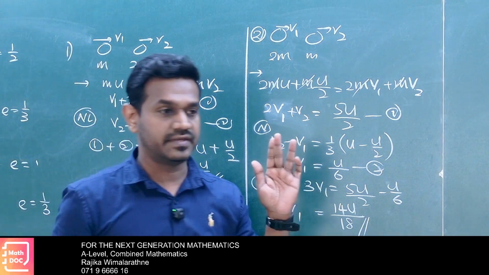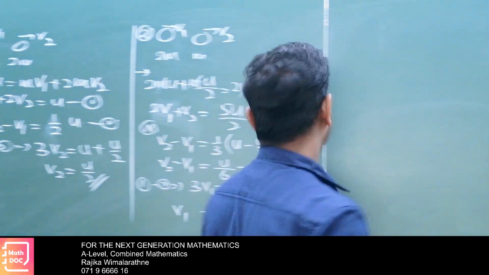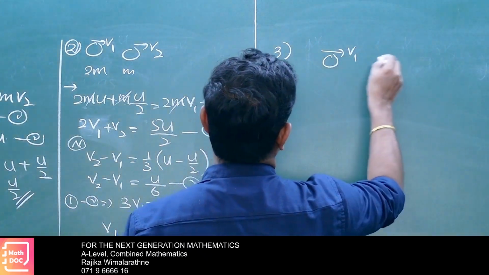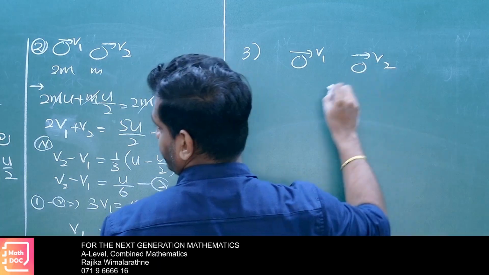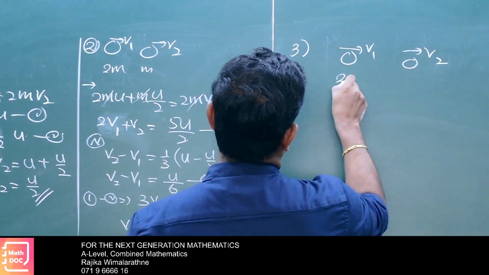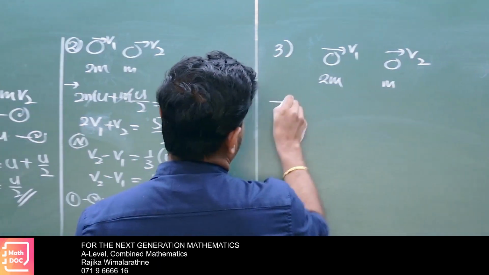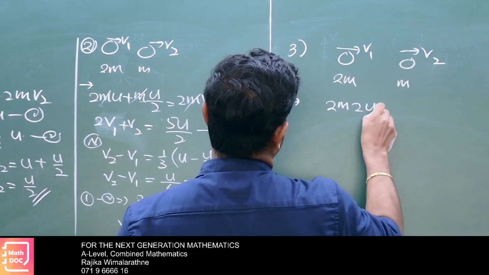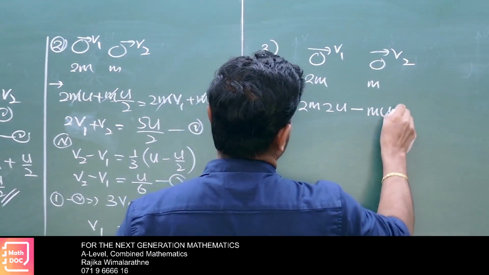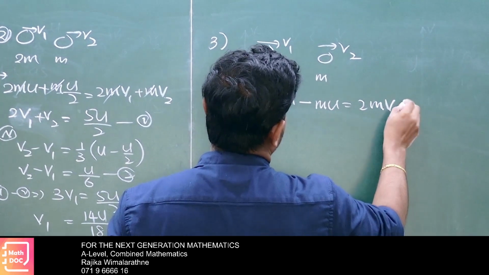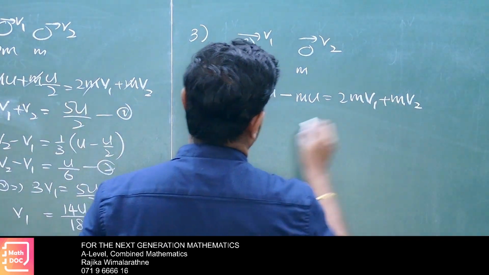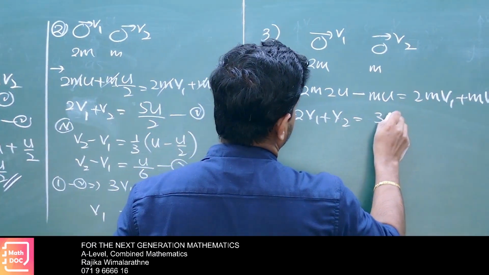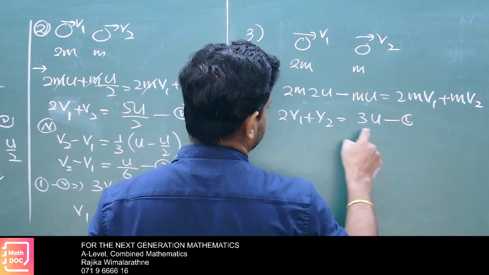Okay, then question number 3. Mark here v1, v2, masses 2m, m. Then conservation of momentum: 2m times 2u, m times u, 2m·v1, m·v2. So 2v1 plus v2 equals 3u, that is 4 minus 1, 3u.